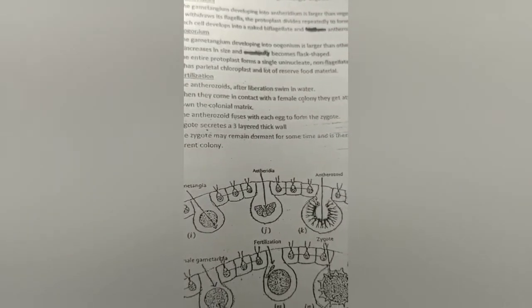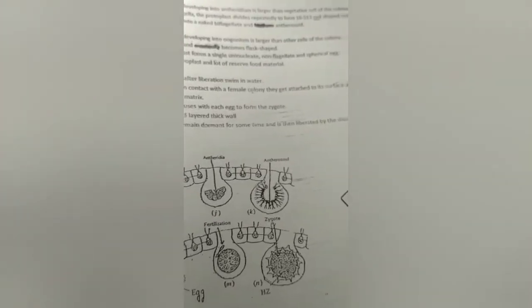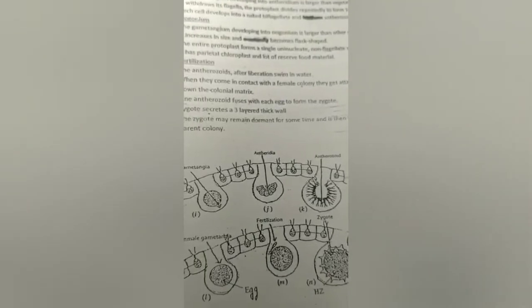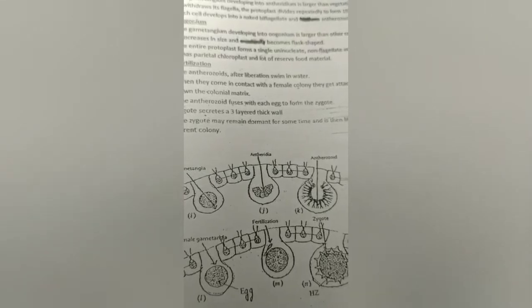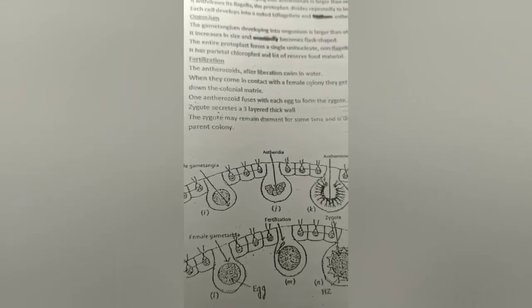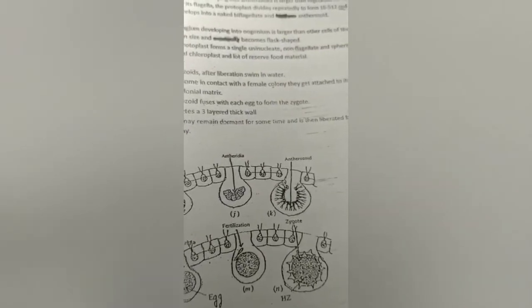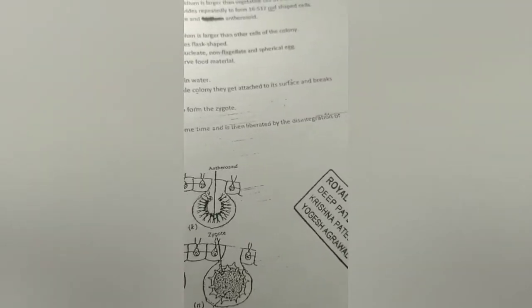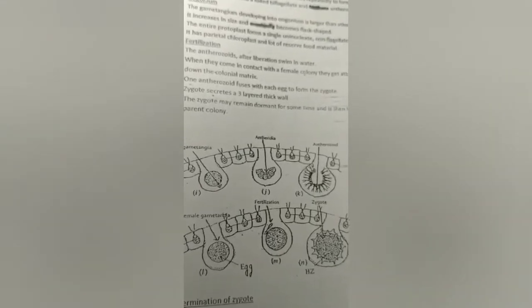And fertilization. Finally, the antherozoids, after liberation, swim in water. When they come in contact with the female colony, they get attached to its surface and break down the colonial matrix. One antherozoid fuses with each egg to form a zygote. The zygote secretes a 3-layered thick wall. The zygote may remain dormant for some time and is then liberated by the disintegration of the parent colony. They show antheridia, male gametangia, antherozoids, and fertilization occurs.